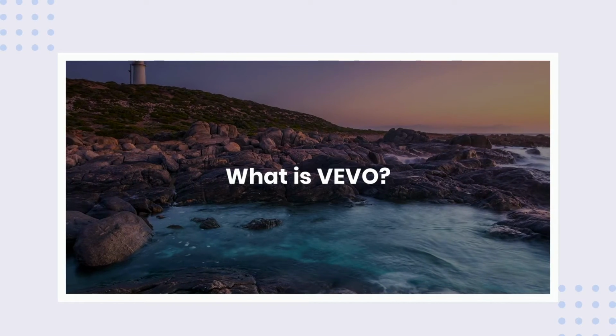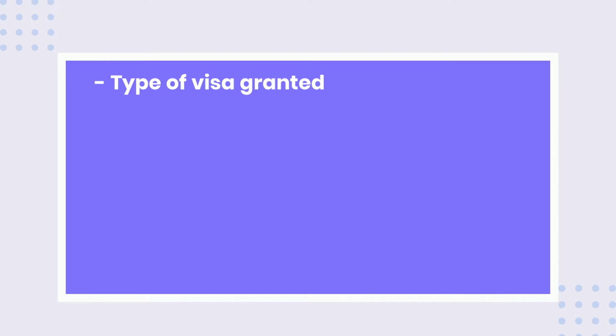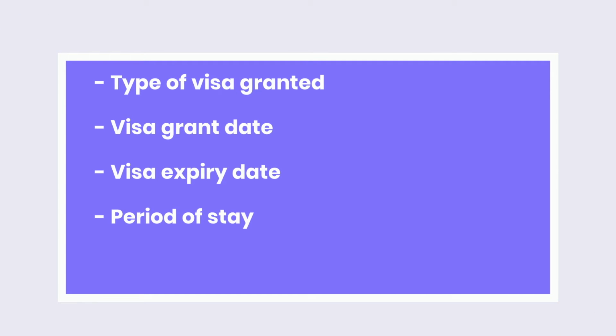The first thing first, what is VEVO? VEVO stands for Visa Entitlement Verification Online. It is an online tool provided by the Department of Home Affairs to verify the visa conditions of a visa holder. This tool gives you details about the type of visa granted, when this visa was granted, what is the expiry date of this visa, how long this visa will go for, and what are the specific visa conditions for this visa holder. So the things that you can and can't do on this visa.